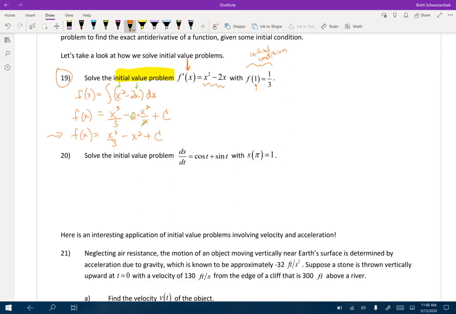But because of this initial condition over here, it allows us to actually find c. Okay, that is the key to these problems. We can now find c. How do we do that?